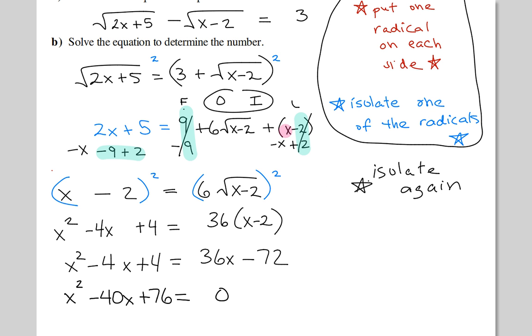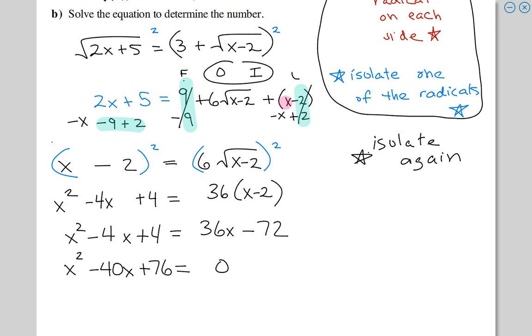Any questions on how I got 40 and 76? How did I get 40? Minus 4 and a minus 36 gives us minus 40, and adding 72 gives 76. Now we have to factor. This one is a nice factoring because the x squared has a coefficient of 1.